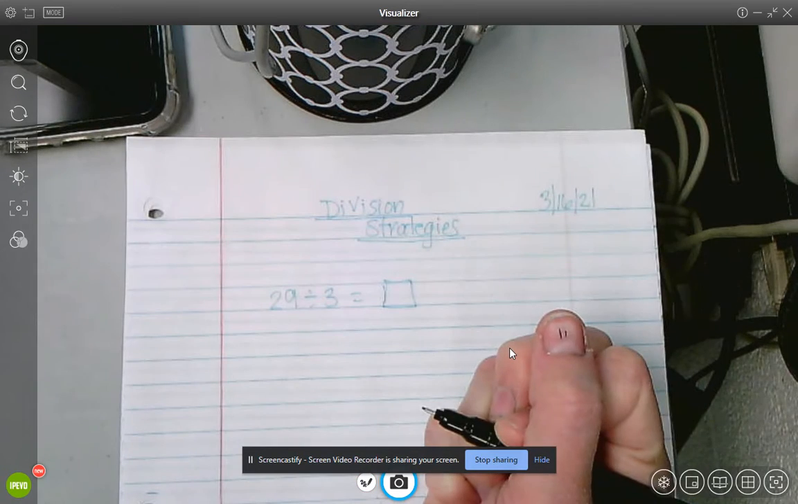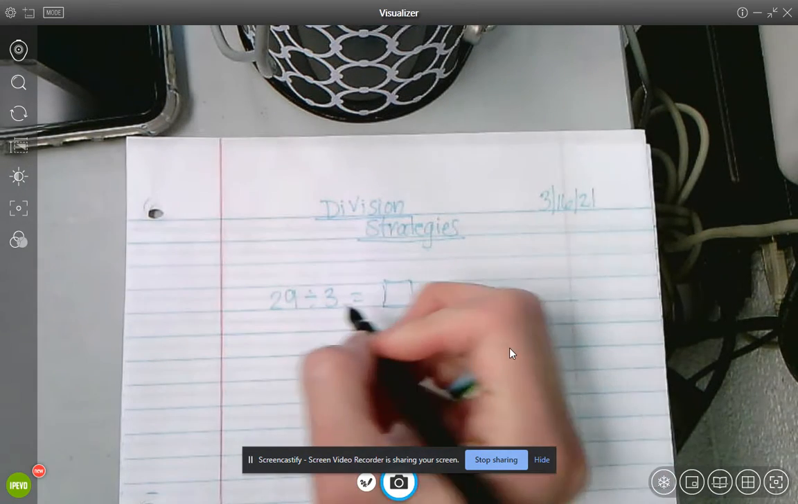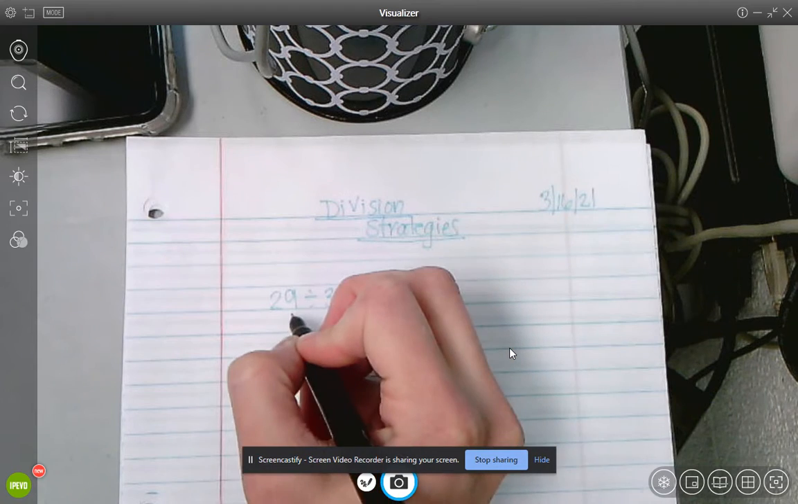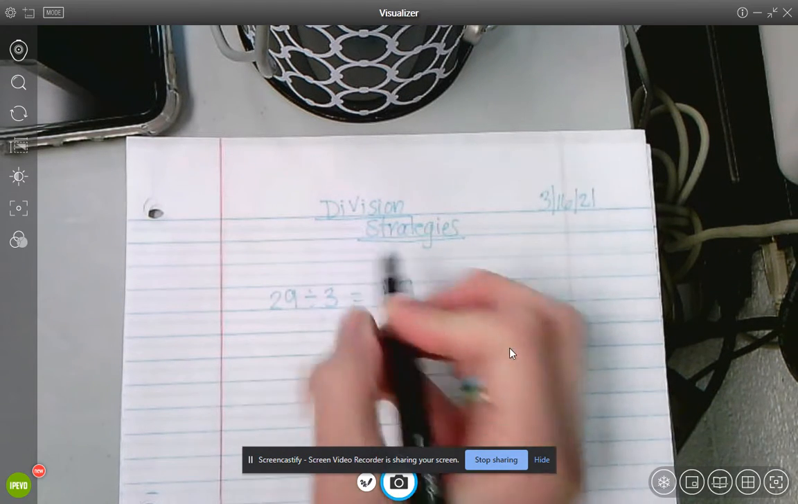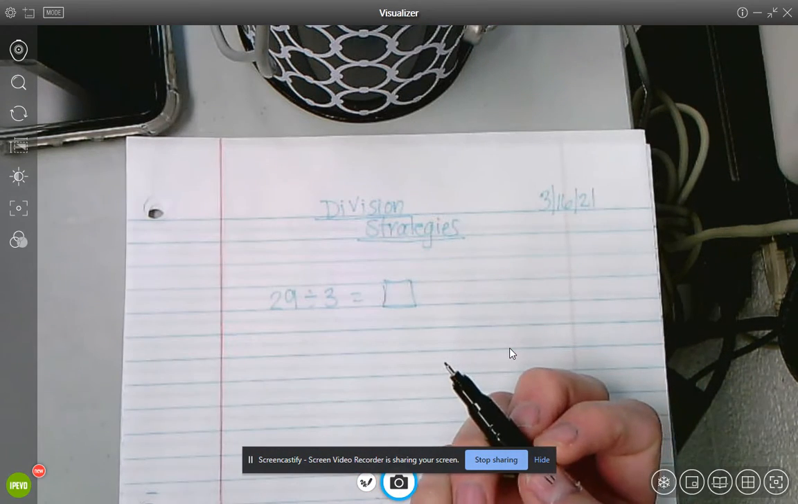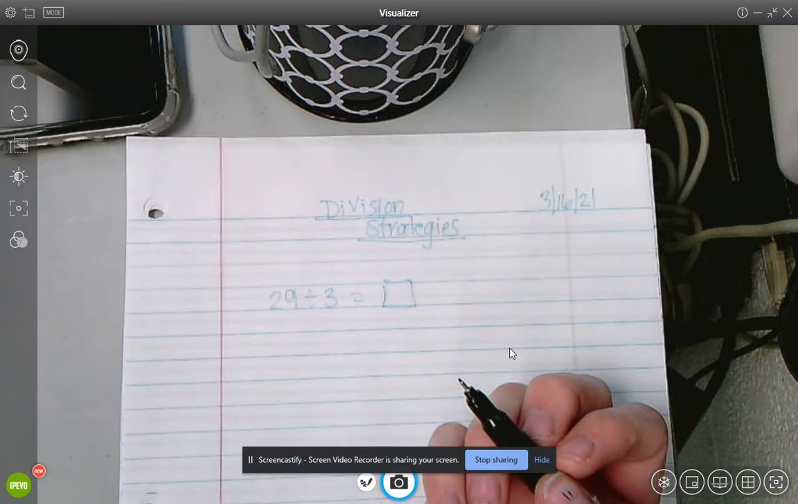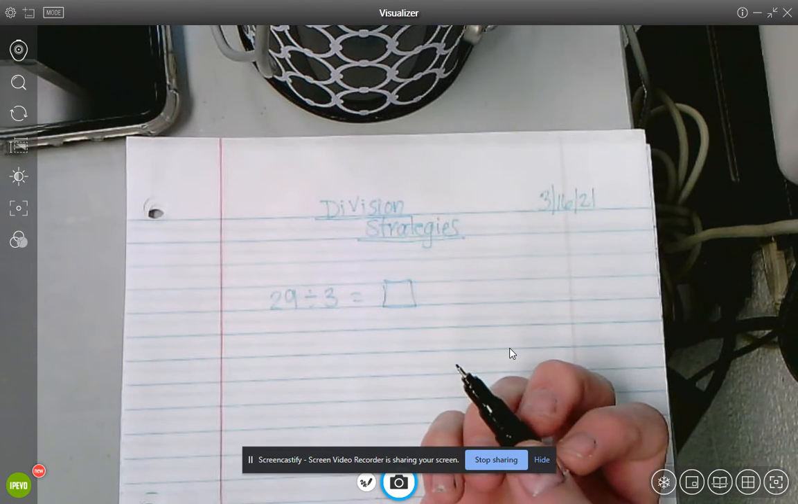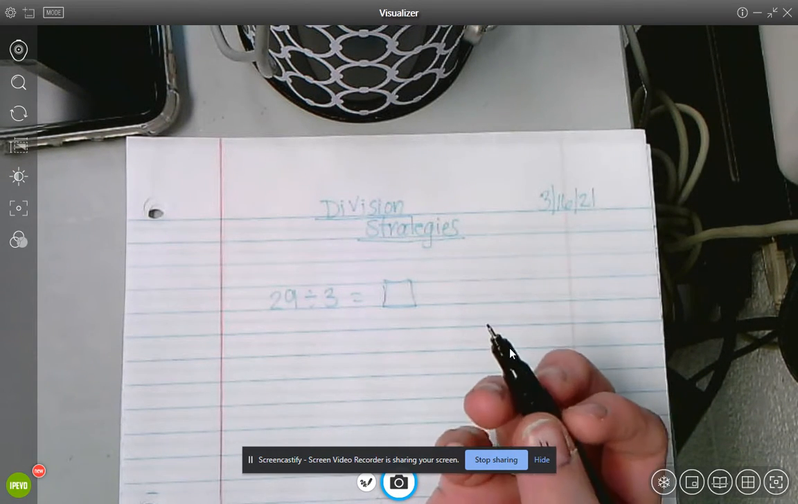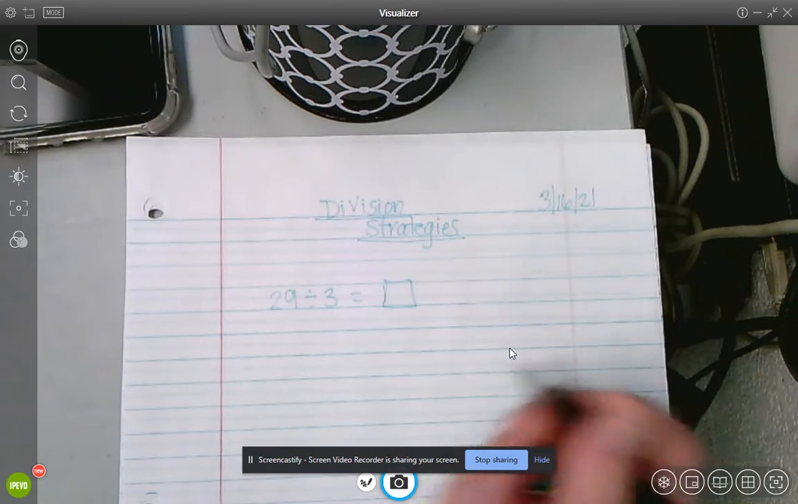There's a lot of different ways you can do this. You can start and do a multiplication fact and go backwards. So 3 times what could give us, it's not going to give us 29, but it gives us something close to it. Then we can at least look at it, estimate, and go from there. So we'll start off with that one.